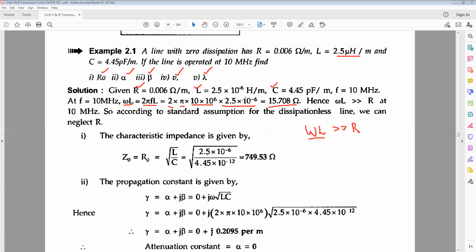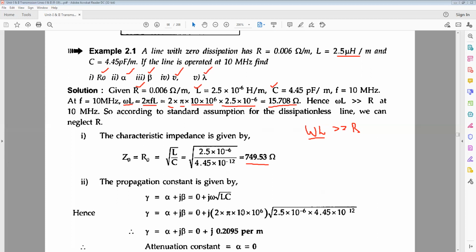Where L is given as 2.5 to the power of minus 6, and C is given as 4.45 into 10 power minus 12. Substitute, and you can find R naught, nothing but Z naught, the characteristic impedance. Now the propagation constant. We are saying it is a lossless transmission line, so alpha is equal to 0. Gamma is equal to alpha plus j beta, which is 0 plus j omega root LC.